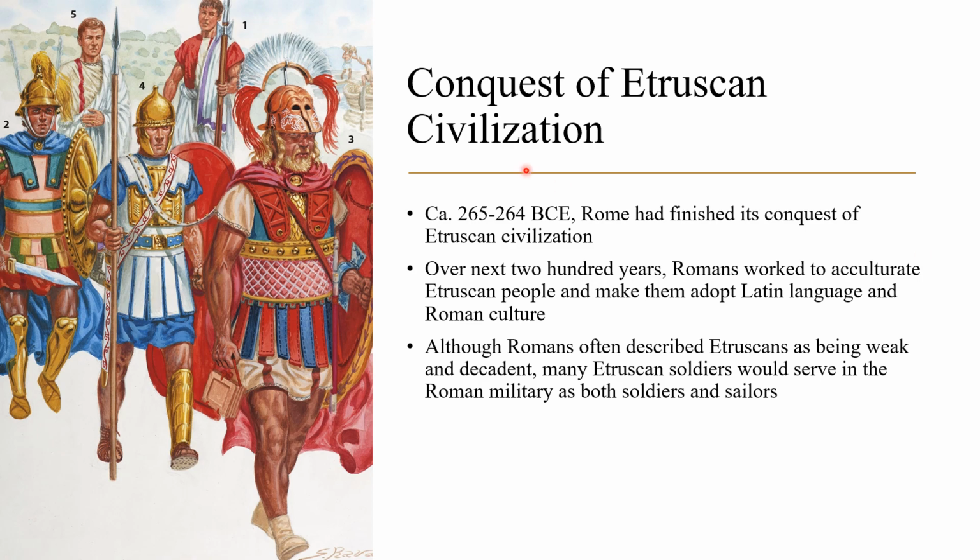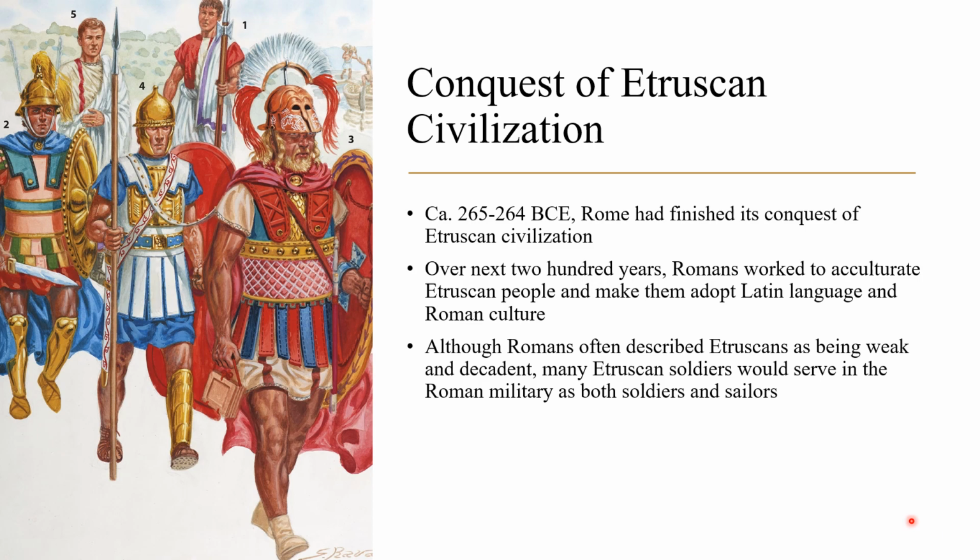Here we see Roman senators presiding over Etruscan soldiers joining the Roman military. It's ironic because the later Roman authors often wrote about how the Etruscans were weak and decadent and hedonistic, but many Etruscan soldiers actually would serve in the Roman military in the 200s as both soldiers and sailors, particularly in the Punic Wars. We're going to discuss the Punic Wars in a future video.